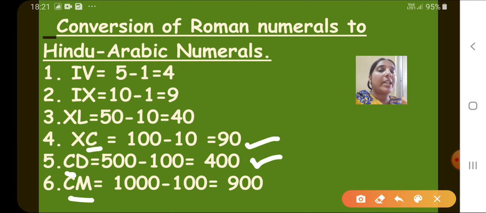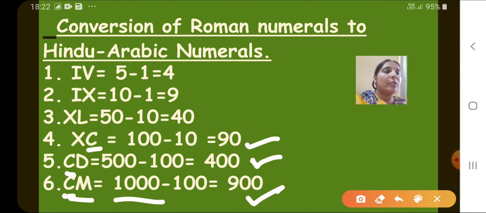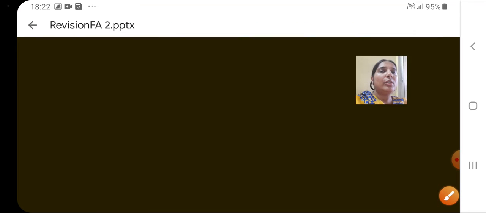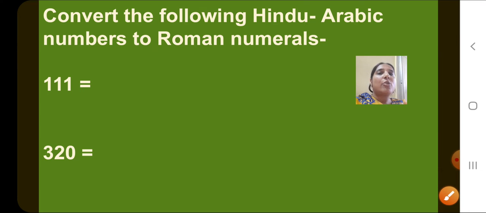And the smaller unit, there also you can see it is to the left of the greater value. So what will we do? We will subtract it from the greater value and then we will get 900. So CM stands here for 900. Okay, now let's do some practice.